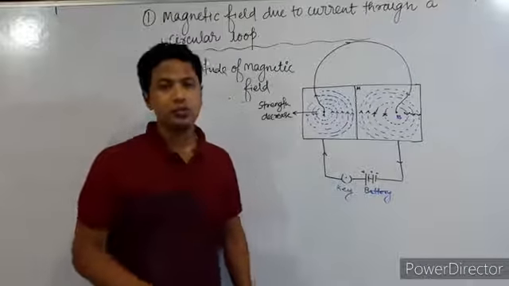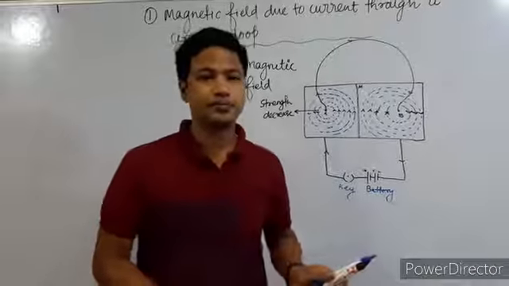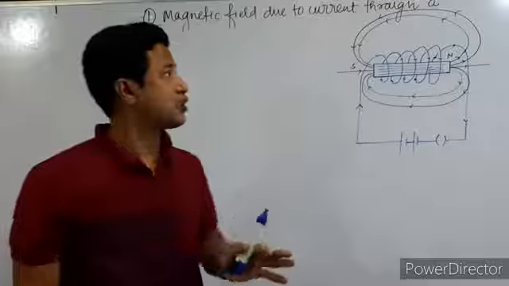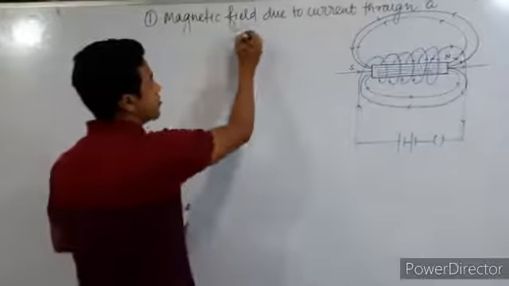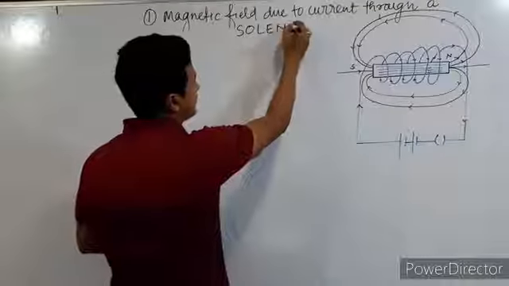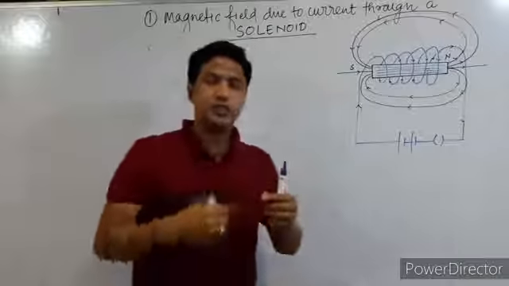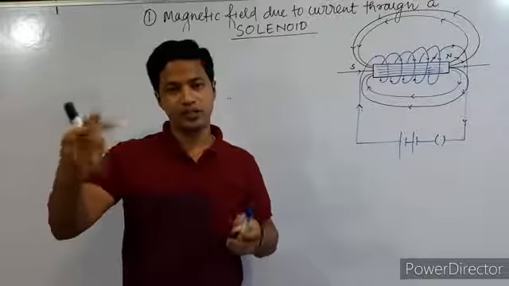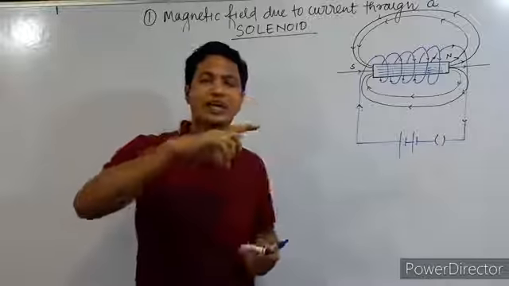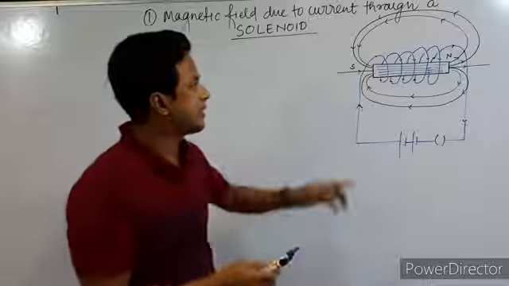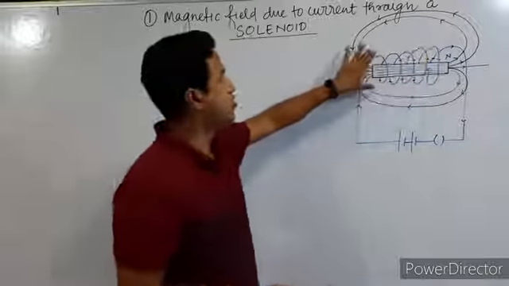So now let's go to our next topic, and the next topic is the solenoid. This topic we are going to discuss now: magnetic field due to current through a solenoid. S-O-L-E-N-O-I-D, solenoid. So what is a solenoid? A solenoid is a circular loop of a conductor. Suppose this is a conductor-like substance. A circular loop is like a coil, like a spring. You can see in the diagram, this is the circular loop. So this is a form of a solenoid.